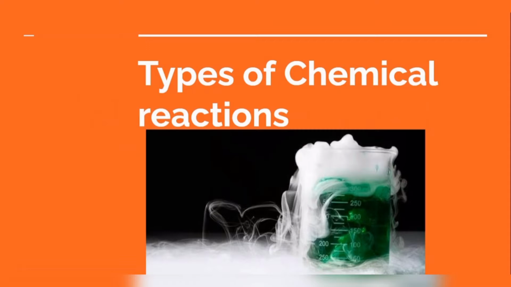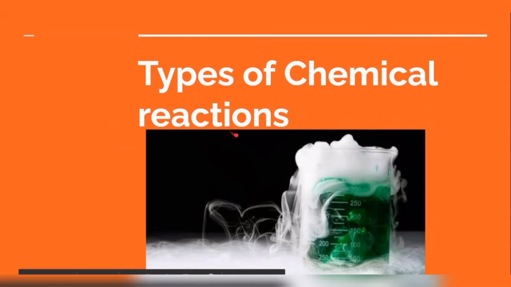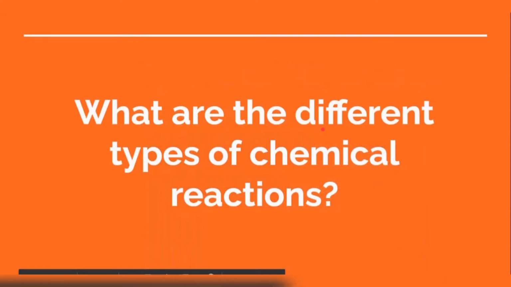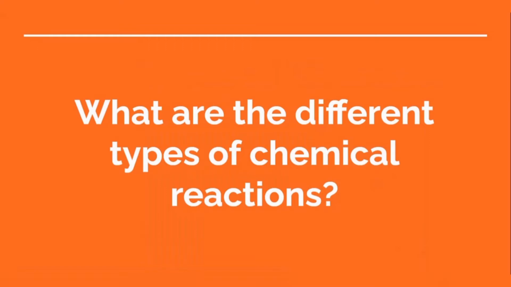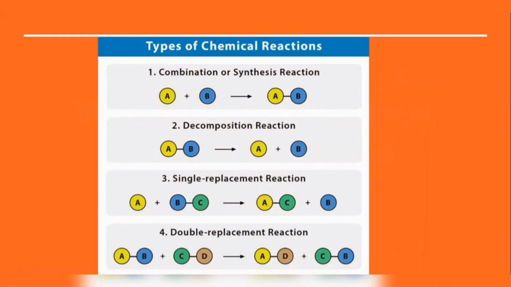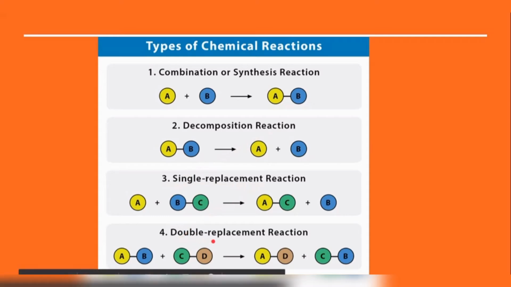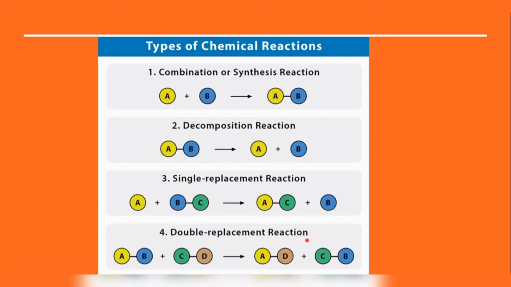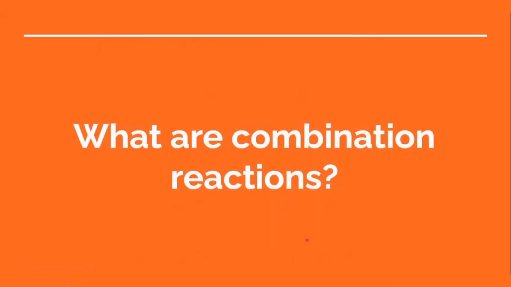Today we will discuss the types of chemical reactions. What are the different types of chemical reactions? There are four types of chemical reactions commonly. They are combination or synthesis reactions, decomposition reactions, single replacement or single displacement reactions, and double displacement reactions. So let us discuss one by one in detail.